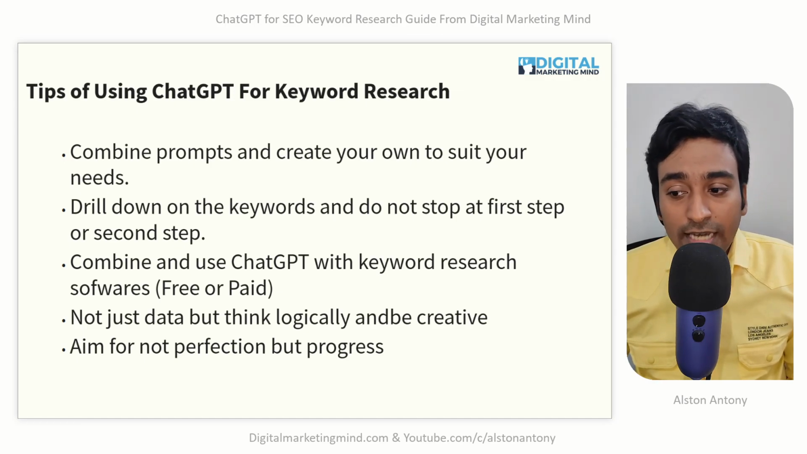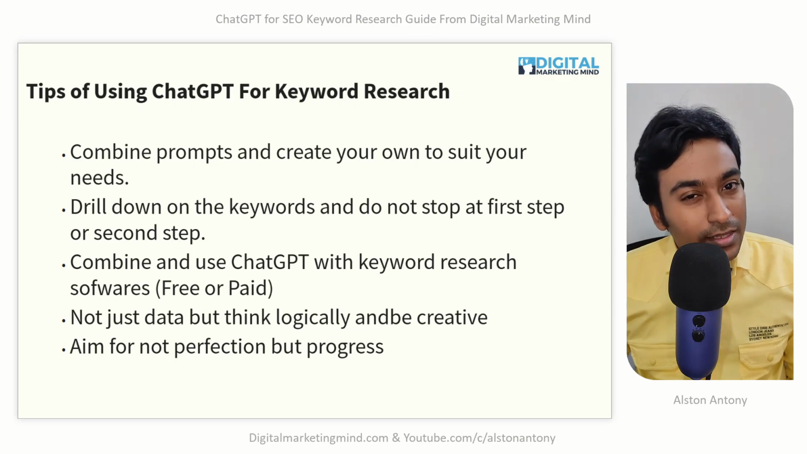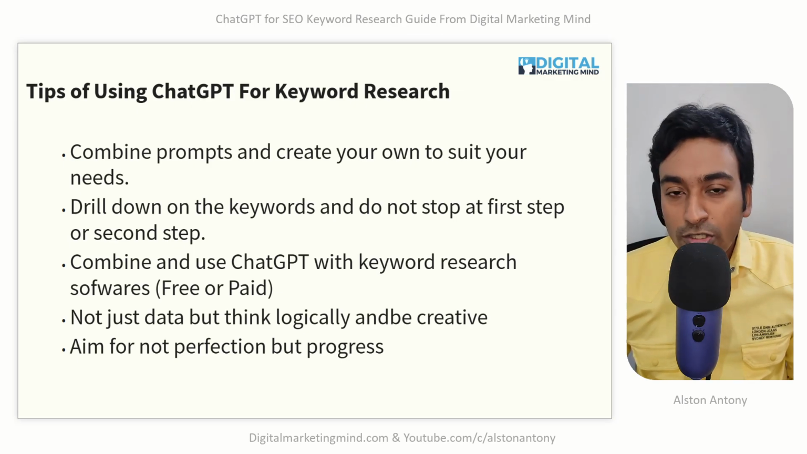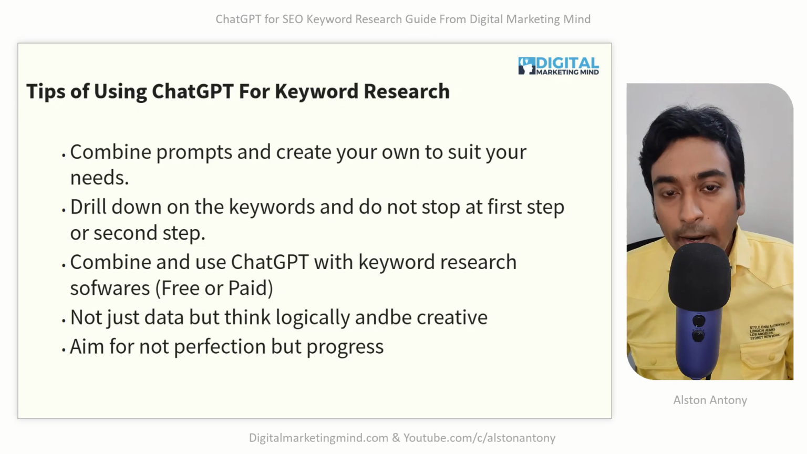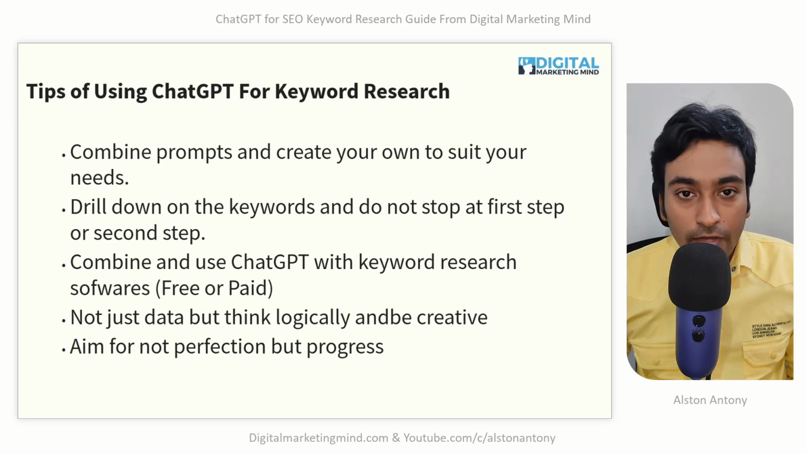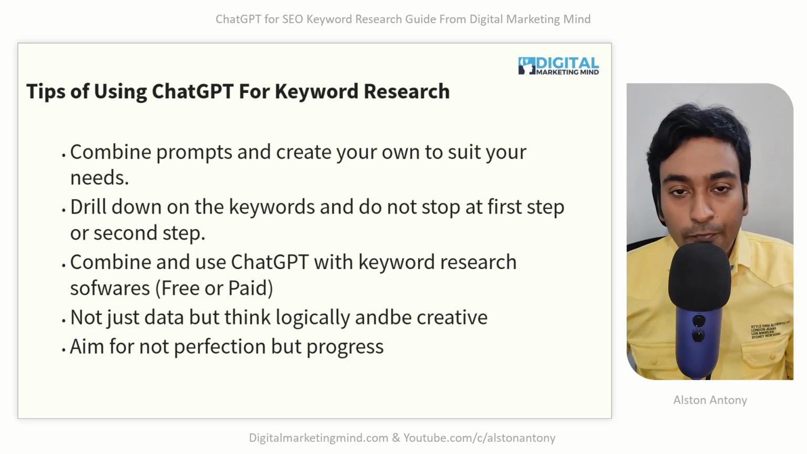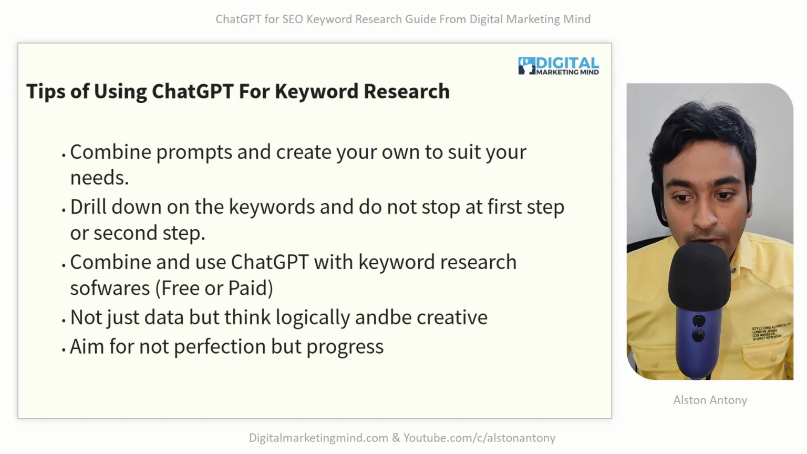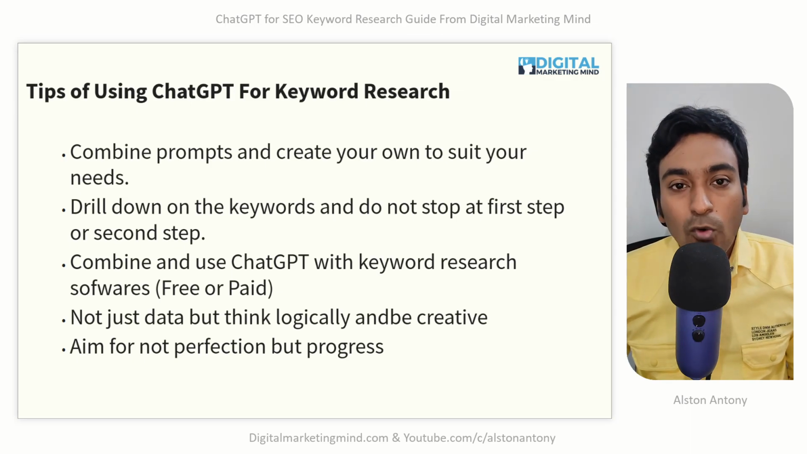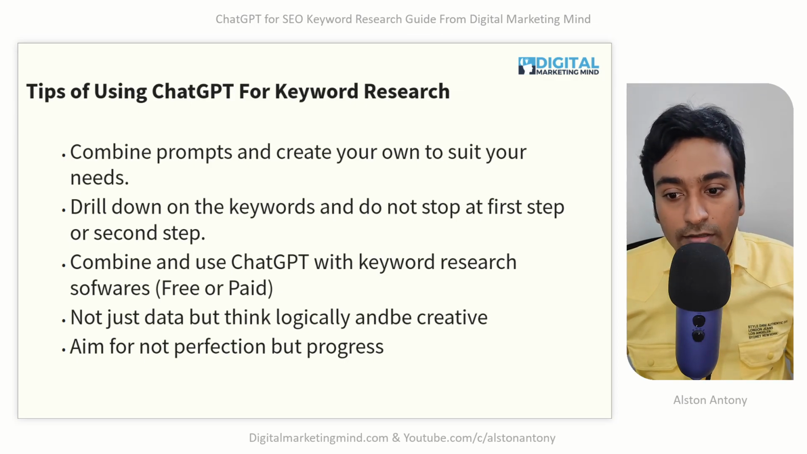And combine and use ChatGPT with keyword research software. This is another piece of advice I like to give. Don't just use ChatGPT for keyword research, but try to use it in combination with keyword research software. It can be free, it can be paid, and the features will change depending on the software functionality. I try to cover all types of keyword research software in the channel, so have a look through it, and depending on what you like, use one of your favorite keyword research software along with ChatGPT, where each tool's limitations can complement each other to create better results for you.